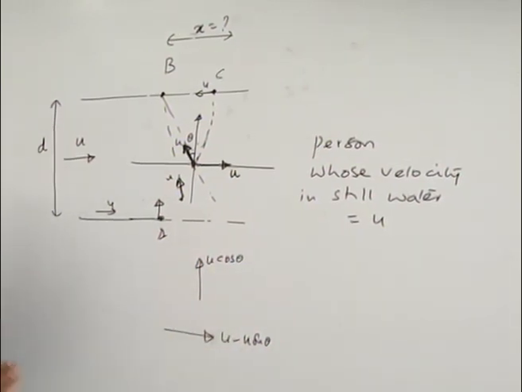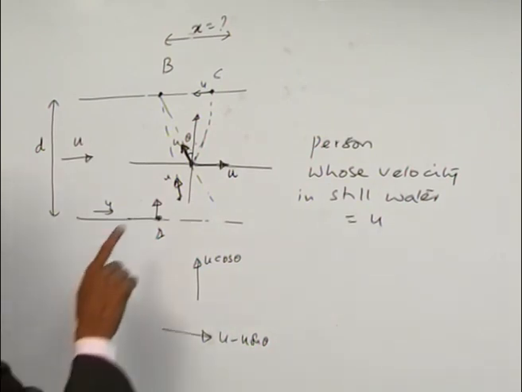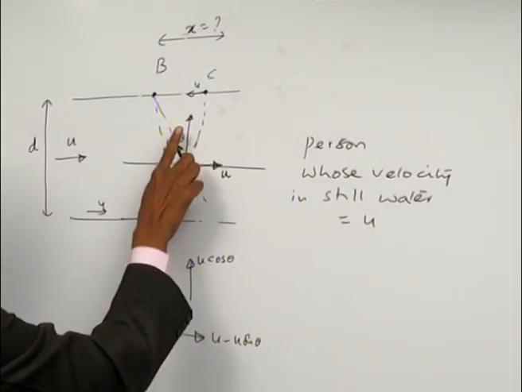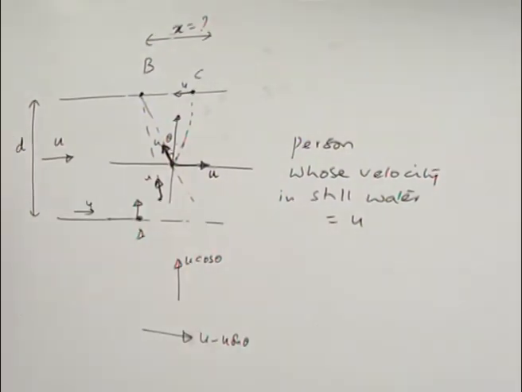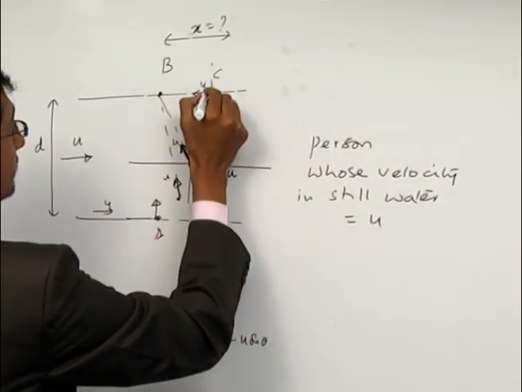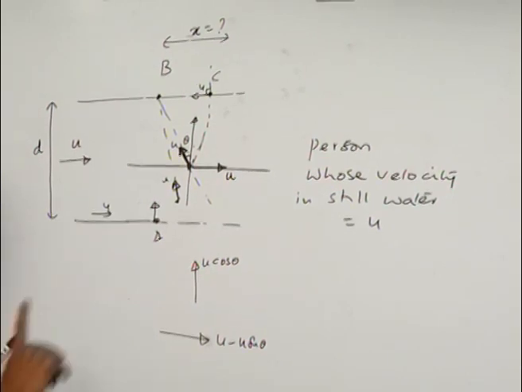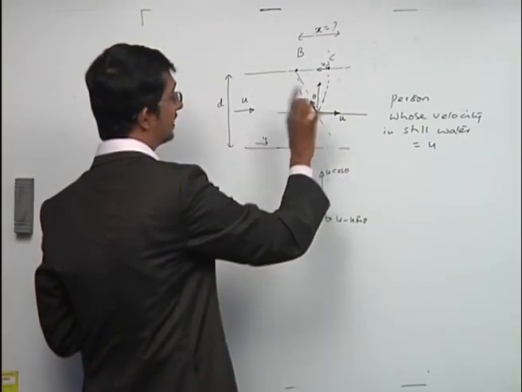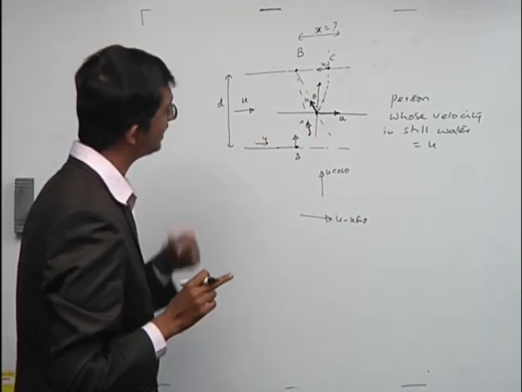This is at any intermediate position. For example, initially this angle theta would have been 0. Why? Because he is directly aiming towards B. Finally, this angle theta is 90 degrees with the vertical. At any intermediate position, the angle made by the velocity vector with the vertical is theta. So we have these three things.